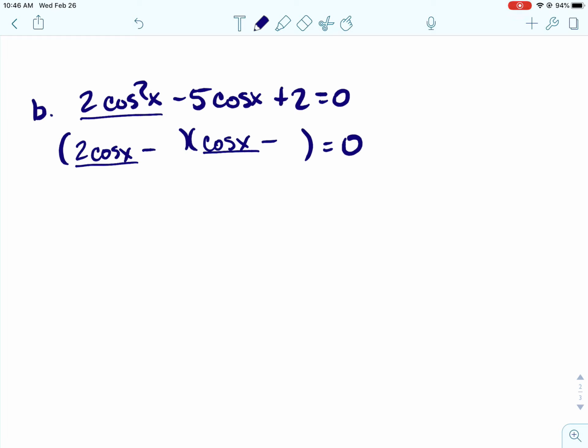I know I can't put the 2 here because it has a common factor with that 2. So the only way this could possibly work out is if the 2 was with the cosine and then the 1 was with the 2 cosine. And it does work. When we multiply here, we get -4 cosine of x minus 1 cosine of x gives you your -5 cosine of x. Okay. So now, just like the previous problem, we're going to set each of these equal to 0 and solve it from there.